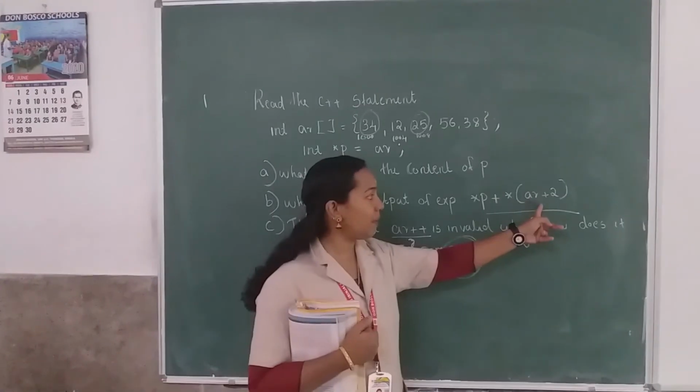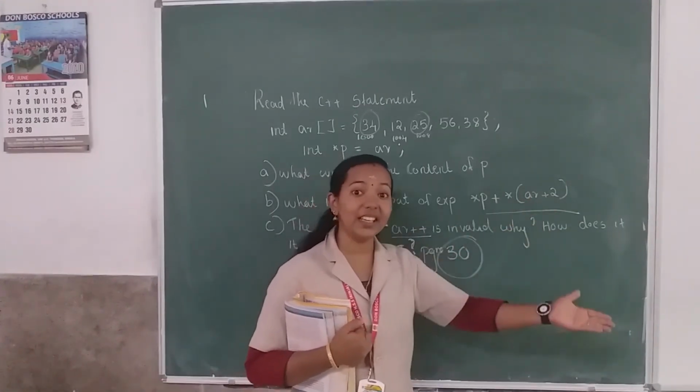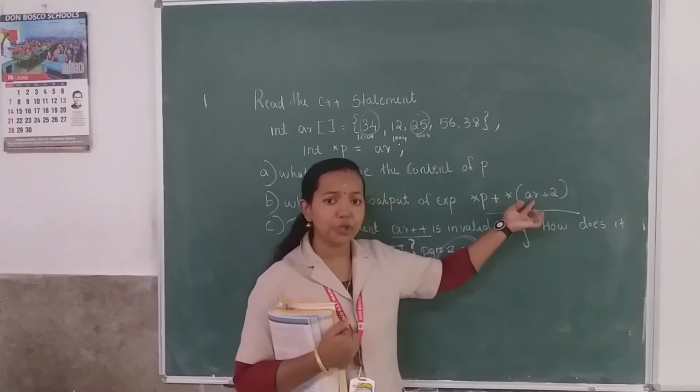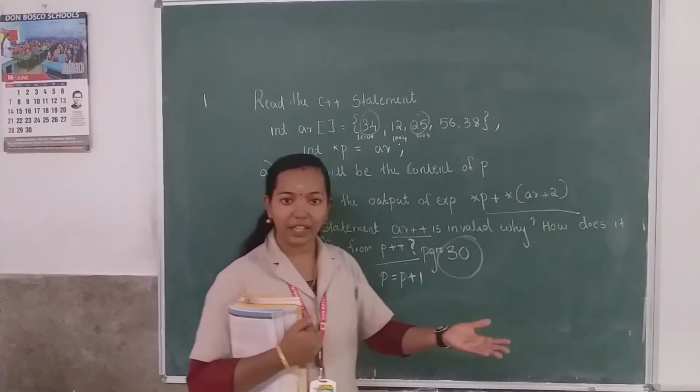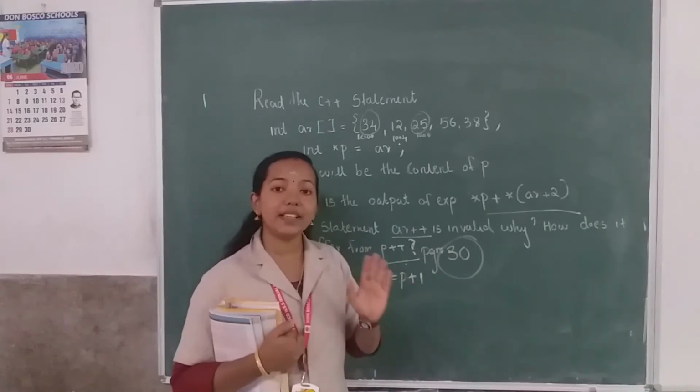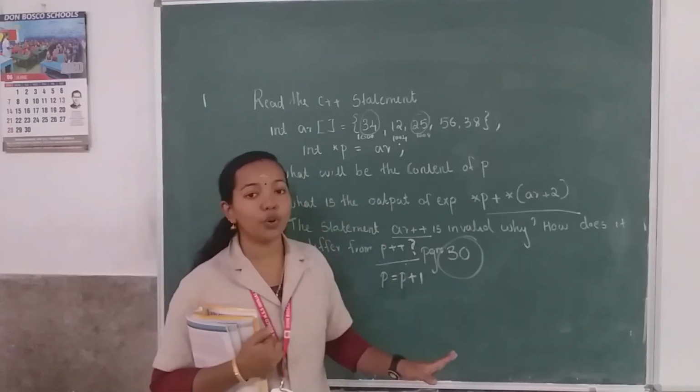Okay, here we can perform AR plus 2. That means it is incrementing. We are not saving that value into AR. We are just incrementing the value. That means the value remains; AR will be the base address. There is no change in that.